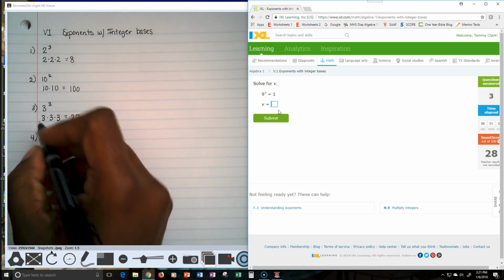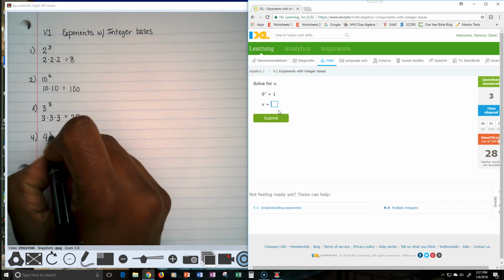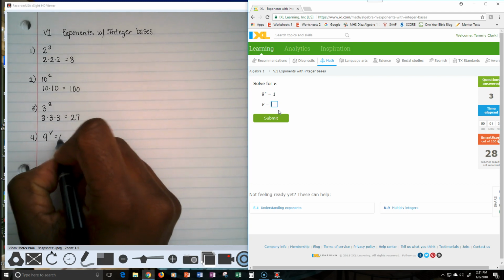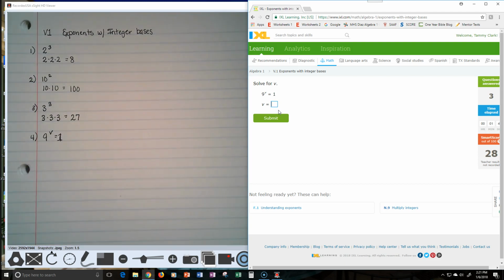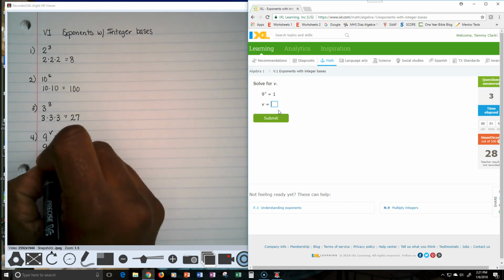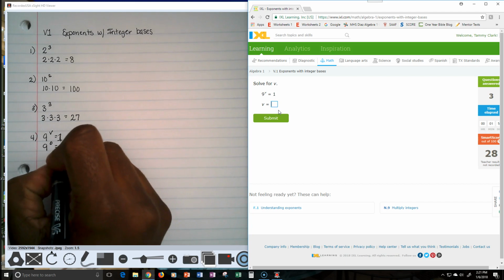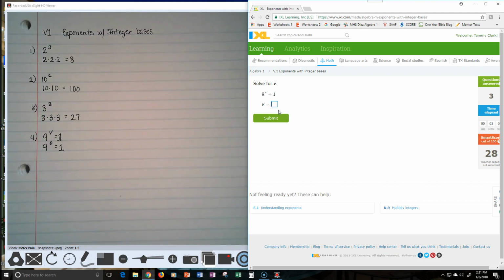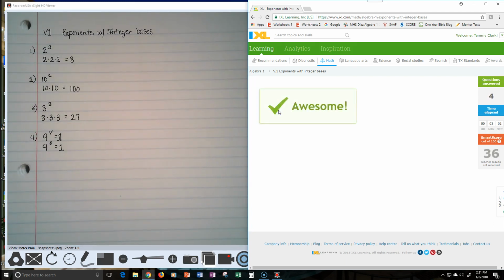Number 4 is 9 raised to some power gives us 1. Now, if we remember from our notes, we talked about if we had a base raised to a particular power, it always equaled 1. So hopefully you remember that any number raised to the 0 power is 1. So your answer for V would be 0.